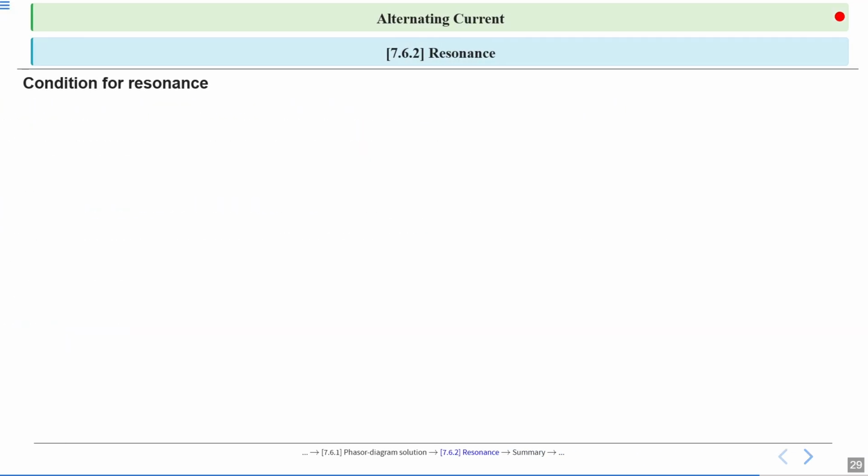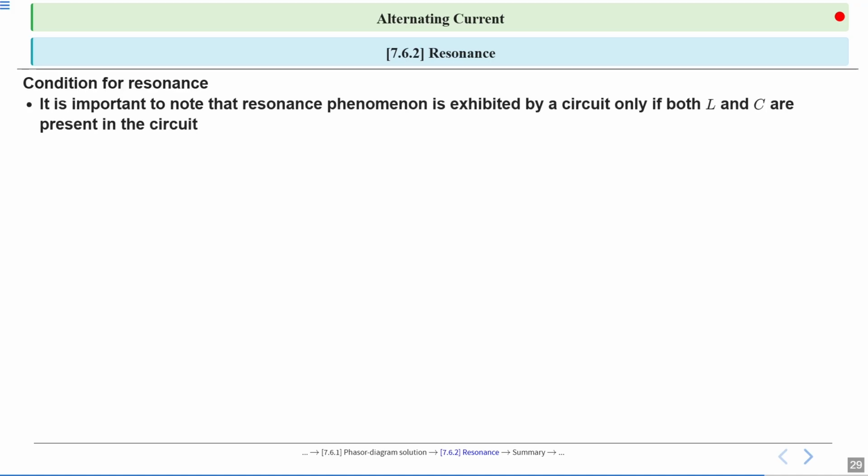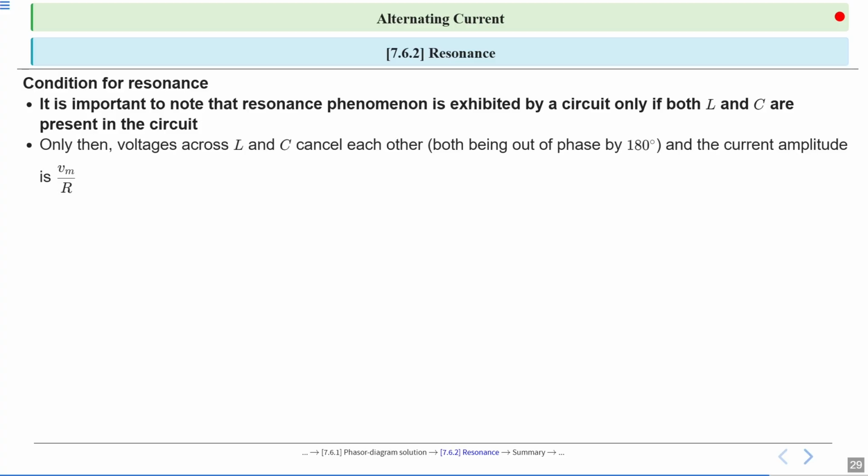Condition for resonance: it is important to note that the resonance phenomenon is exhibited by a circuit only if both L and C are present in the circuit. Only then the voltages across L and C cancel each other, being out of phase by 180 degrees, and the current amplitude is Vm upon R. So both L and C should be present. At resonance, all voltage appears across the resistance.